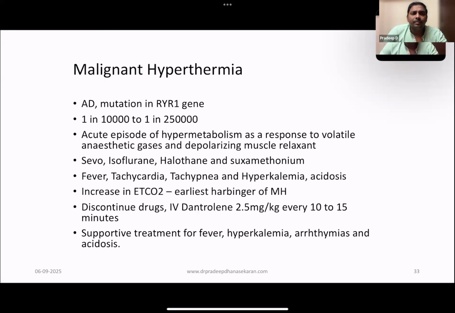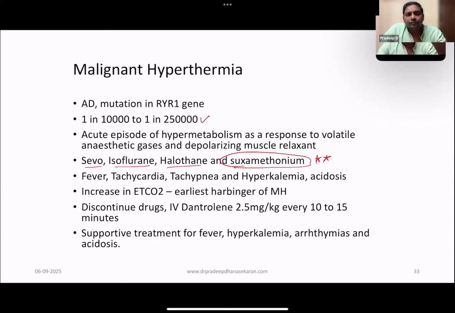What is malignant hyperthermia? It is an autosomal dominant disease caused by a mutation in the RYR1 gene, which encodes the ryanodine receptor. It occurs in 1 in 250,000. It is an acute episode of hypermetabolism, right? The ryanodine receptor increases the intracellular calcium levels and puts the muscle into contraction. These are the drugs which can cause malignant hyperthermia: all inhalational anesthetics and one depolarizing muscle relaxant, that is succinylcholine.